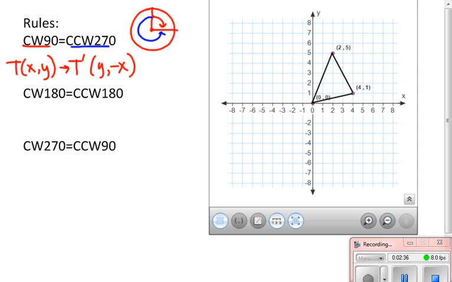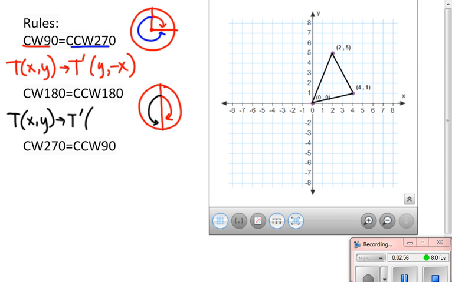Going clockwise 180 or counterclockwise 180, this way 180 or this way 180 results in the same position. So our rule there is take your x and your y and you do the opposite sign of the x, opposite sign of the y in their same positions.